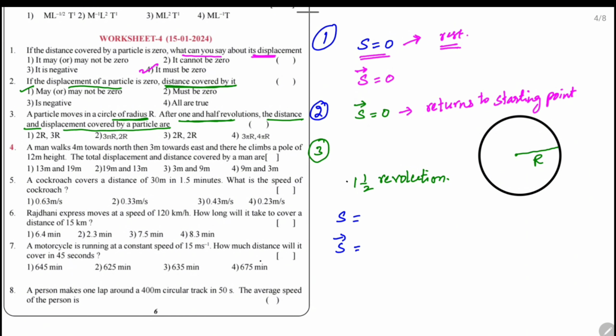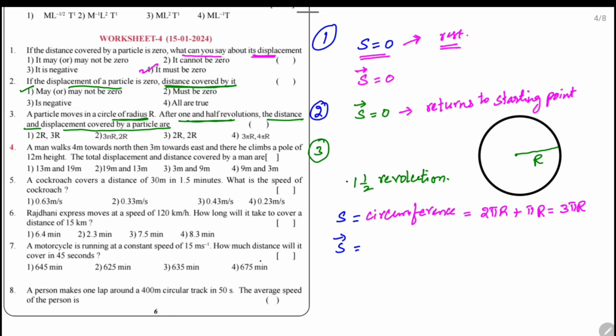You know that when a body moves in a circle of radius r, distance covered will be the circumference of the circle. As it completes 1.5 revolutions, for one revolution the circumference of the circle is 2 pi r, plus for half revolution it is pi r. Therefore, the total distance is 3 pi r.